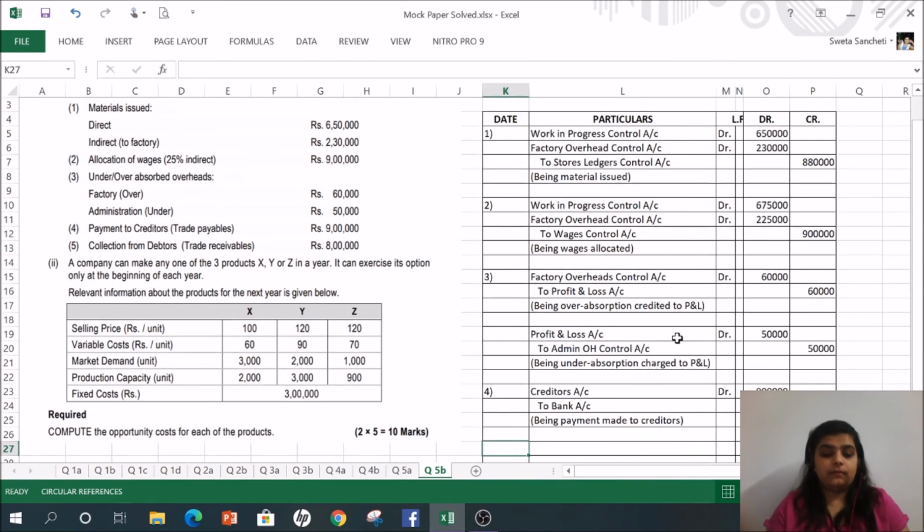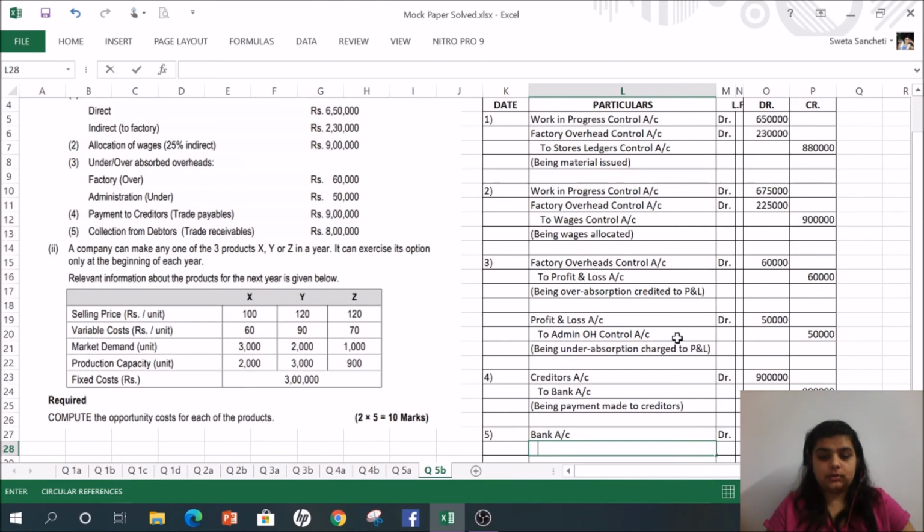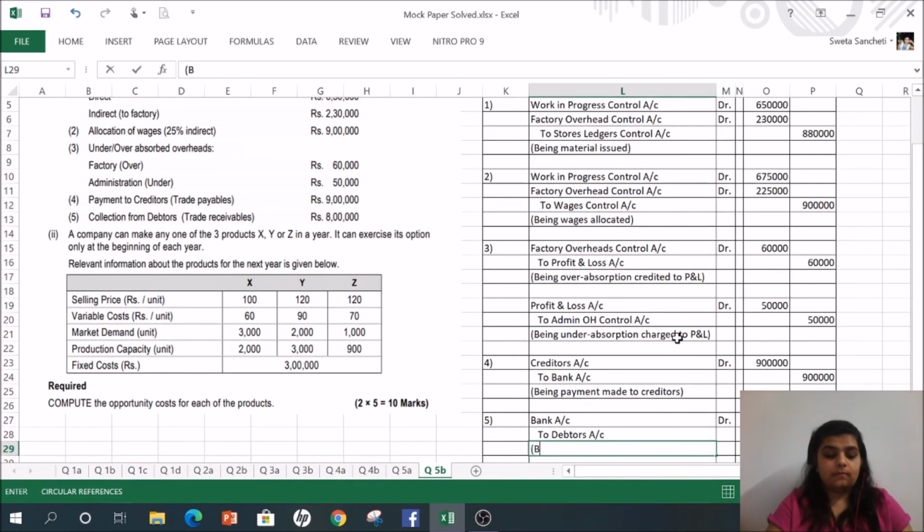The last entry, fifth entry, is collection from debtors. Our bank account increases by rupees 8 lakhs. And what reduces is our debtors, being payment received from debtors. And the same will be here. So we are done with part 1.